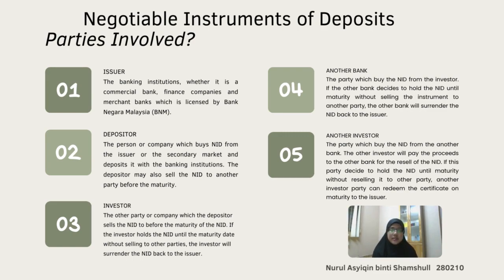Lastly, another investor is when the other bank decides not to hold the NID until the maturity date, but instead resells the NID to another party, which is another investor. The other investor will pay the other bank for the resale of the NID. If this party holds the NID until maturity without reselling it, the other investor can redeem the certificate on maturity to the issuer. The issuer will then pay the principal plus the interest of the NID to the other investor.